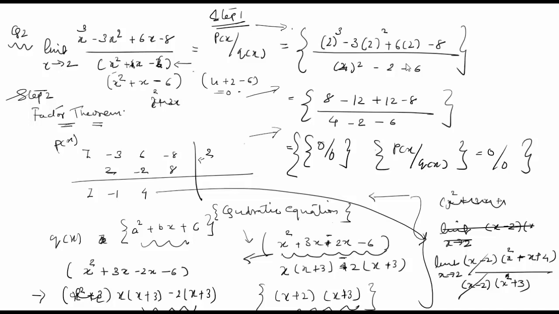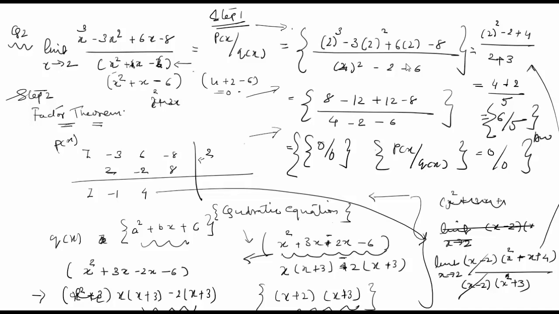So this will cancel, and if you apply the limit, it will be 2 square minus 2 plus 4 divided by 2 plus 3, which is equal to 4 minus 2 plus 4, so 6 divided by 5. So that's your answer. The q of x is x square plus x minus 6, and the answer is 6 by 5.